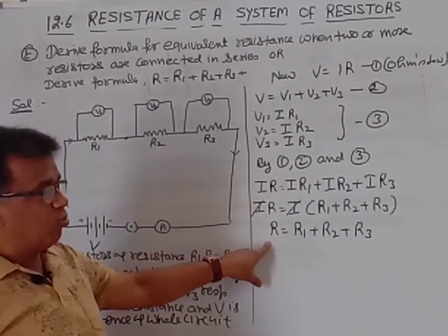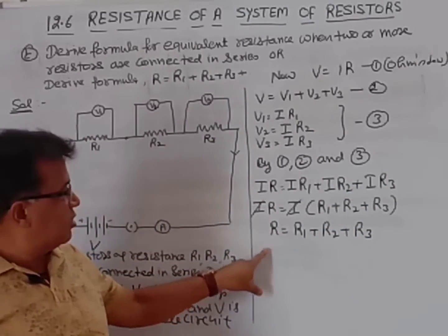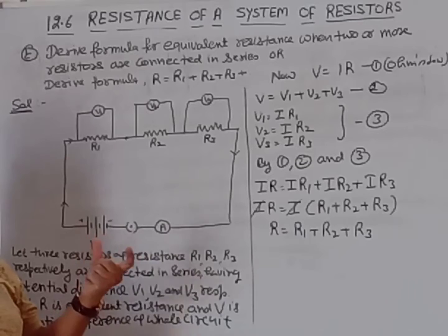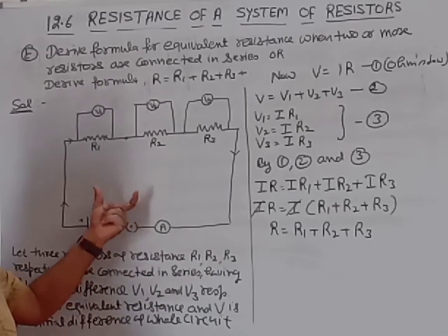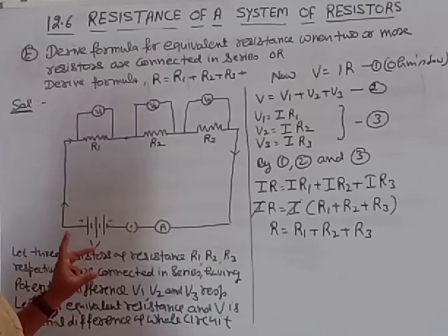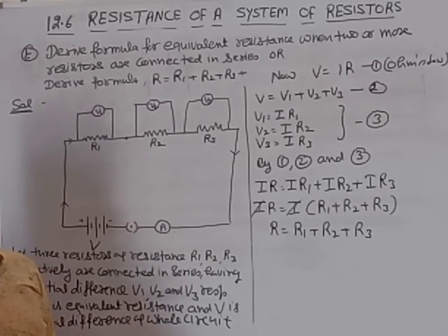Thus, we derive the formula for equivalent resistance when three resistors are connected in series. If in a question it is asked that two resistors are connected, then you will not write or show R3. So that is everything about resistors in series. I have told you that resistors can be connected either in series or in parallel. In series, they are connected end to end, the same current flows but the potential difference is different, and R is equal to R1 plus R2 plus R3, and we derived it.